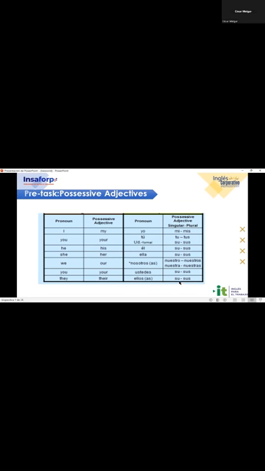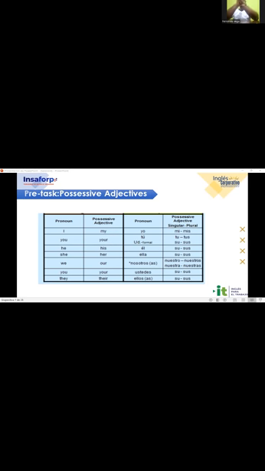Their. Their means the same. Su o sus. ¿Para quién? De ellos, ellos o ellas. So now we're going to be checking some examples. Vamos a ver, les pongo los ejemplos. So we have more ideas about that.